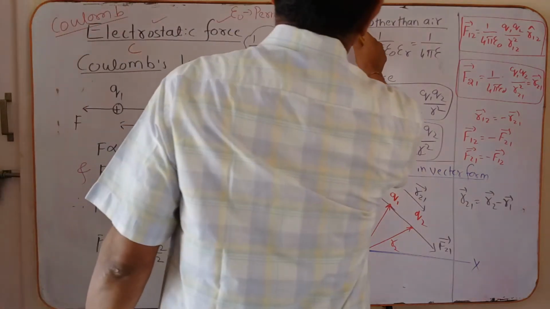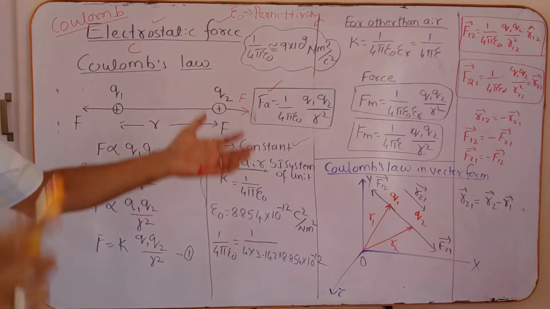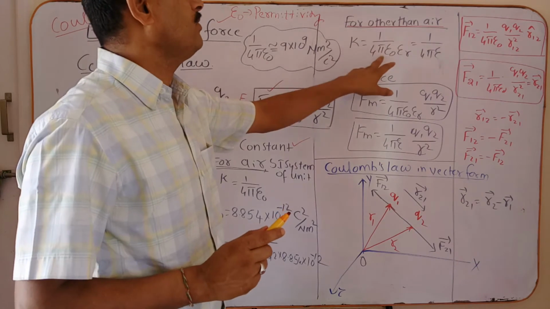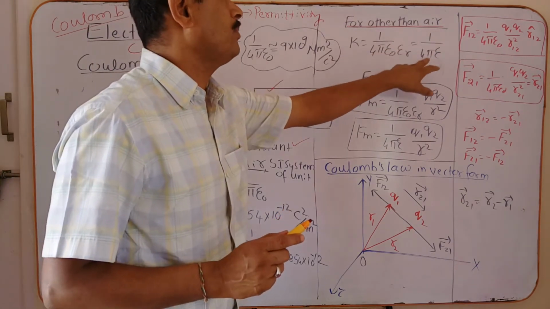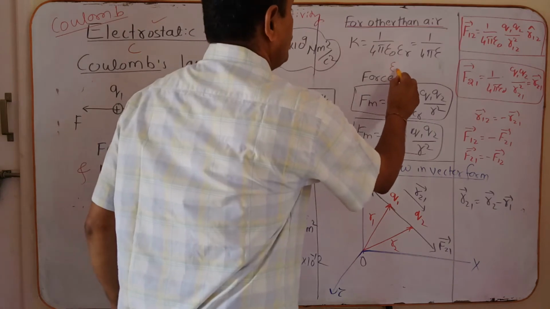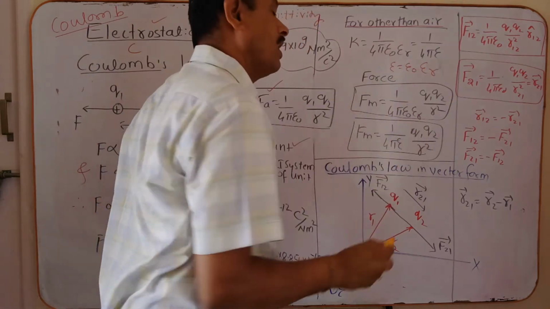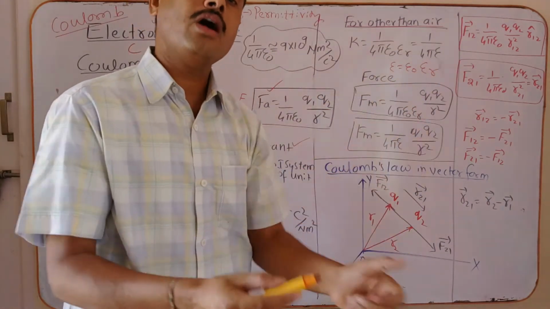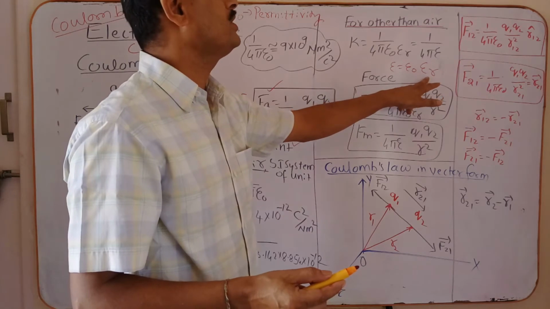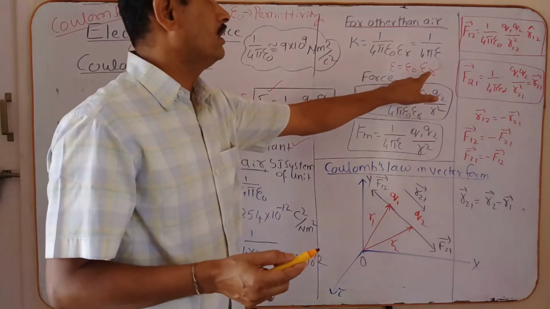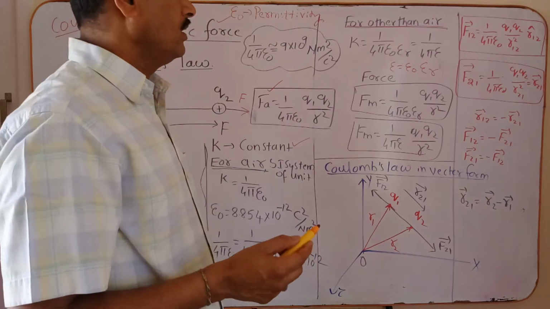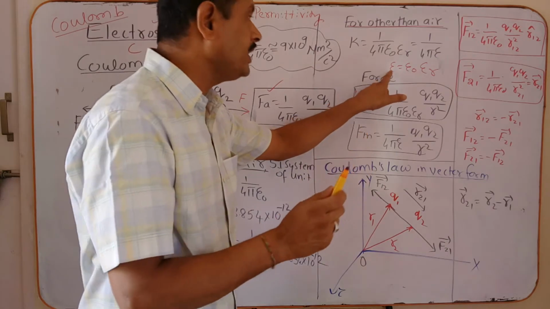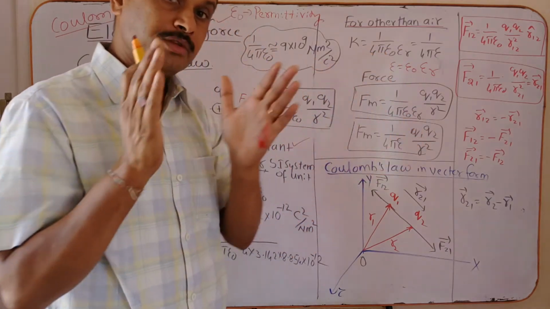If the medium is something other than air, then K is 1 upon 4 pi epsilon naught into epsilon r, or 1 upon 4 pi epsilon. Here epsilon is epsilon naught into epsilon r. Now what is epsilon naught? Permittivity of the free space. What is epsilon r? It is relative permittivity. Epsilon is the permittivity of the medium, and epsilon naught is the permittivity of the free space.